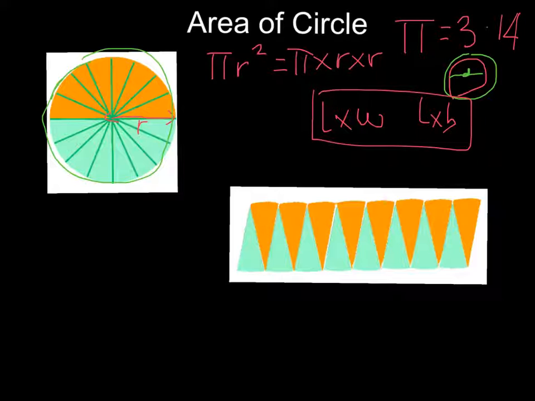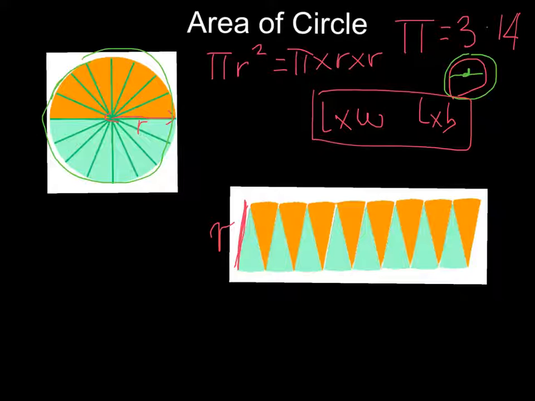What is the value of the width here? You can see that it's one of those pizza pieces, and the width here is actually the radius of the circle. So we can label that as r. That's our width.